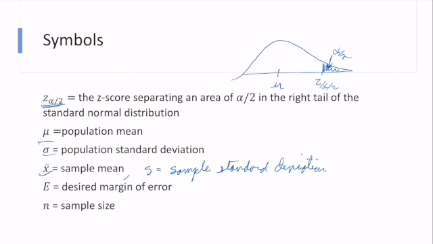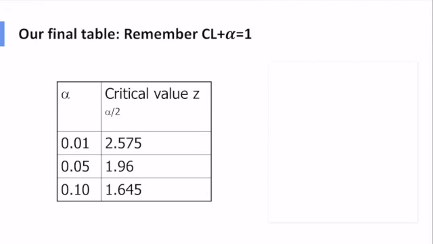And we're going to be working to estimate these population means. So we're going to be calculating confidence intervals, okay, which require a margin of error. So E is our desired margin of error, and n is our sample size. It's also just our margin of error. Sometimes we set it and sometimes we don't. So remember that the confidence level plus alpha equals 1.